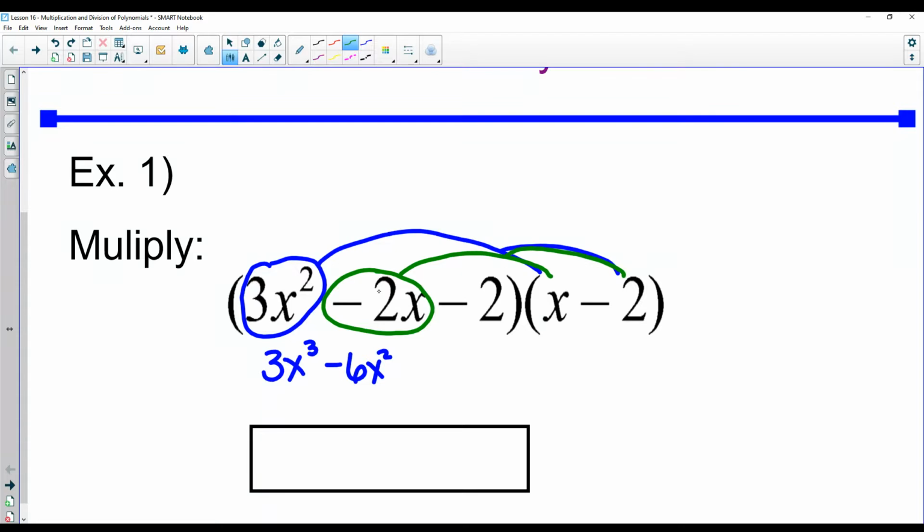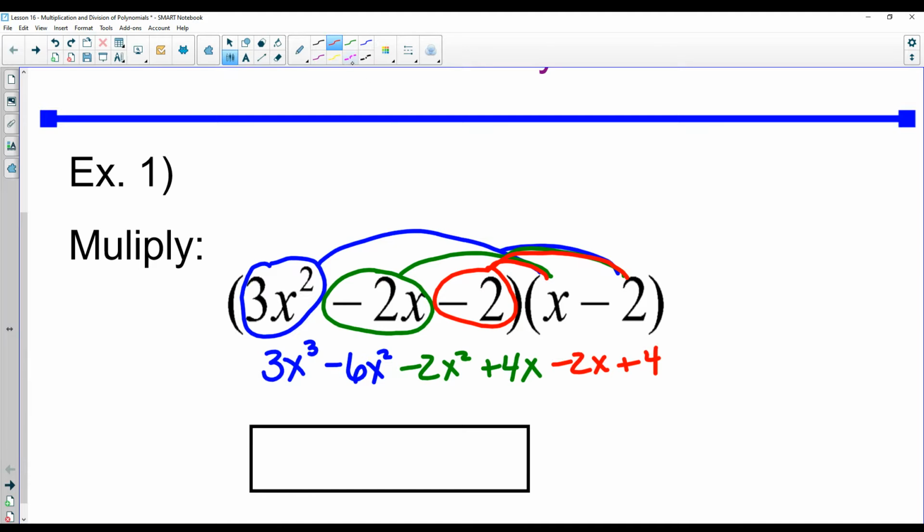Here we go. Negative 2x times x is negative 2x squared. And negative 2x times negative 2 is positive 4x. And then we're going to take the last term in the trinomial and do the same thing. Multiply to both items in the binomial. Here we go. Negative 2 times x, negative 2x, and negative 2 times negative 2 for positive 4.